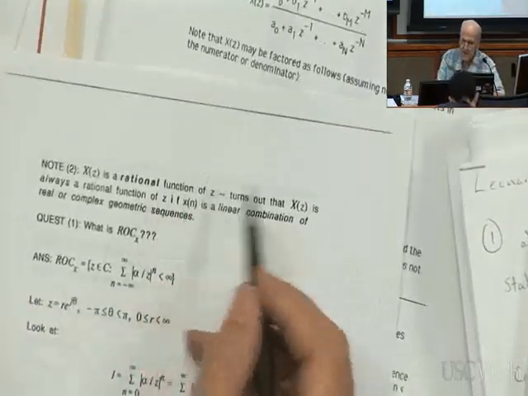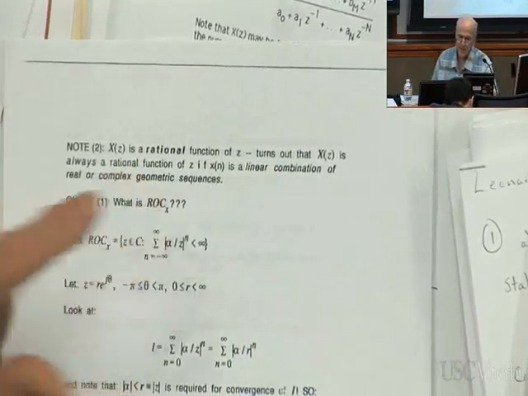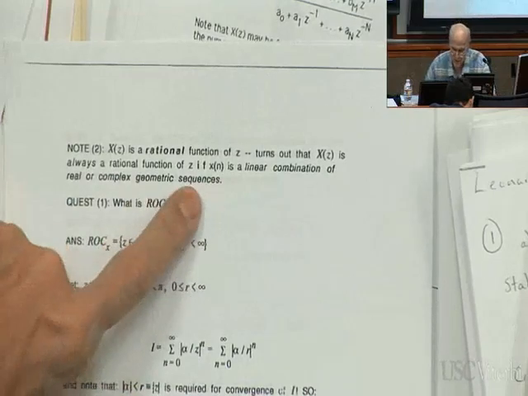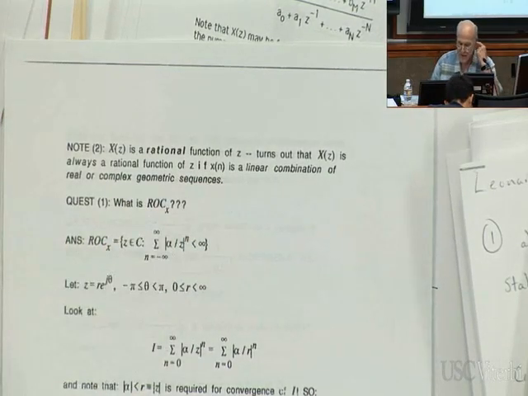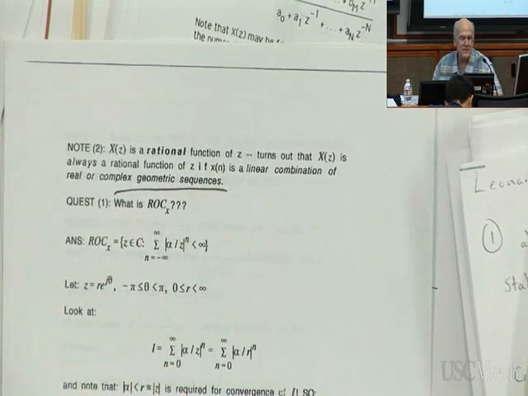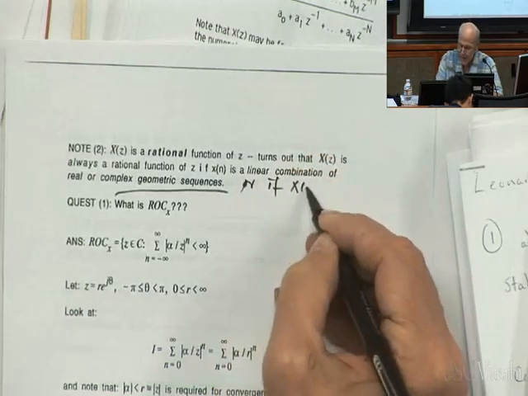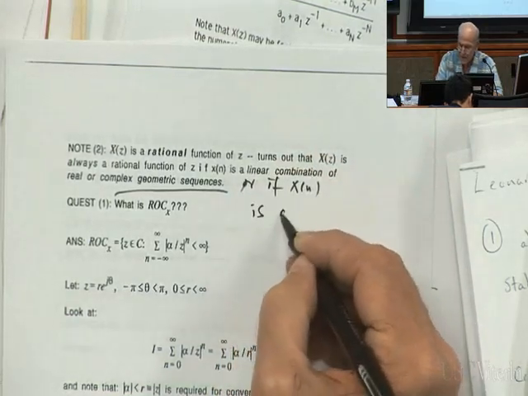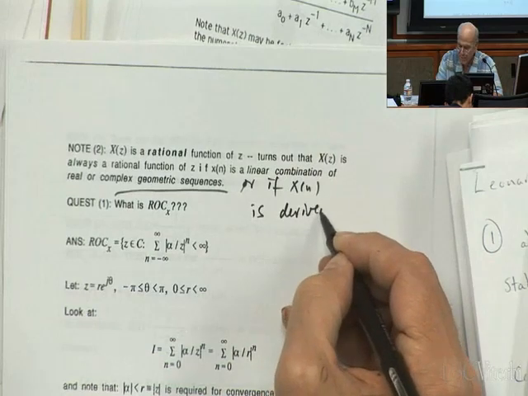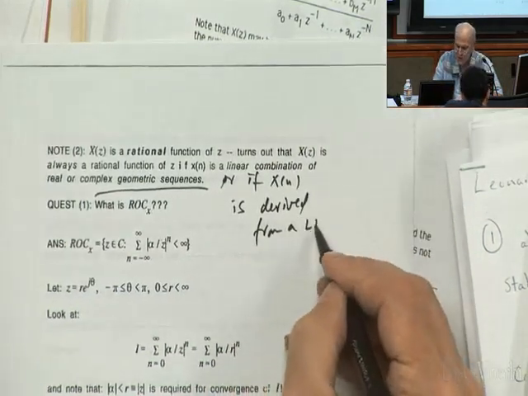Another note: X of z is a rational function of z. It turns out that X of z is always a rational function of z if x of n is a linear combination of complex geometric sequences, or if x of n is derived from a linear difference equation.